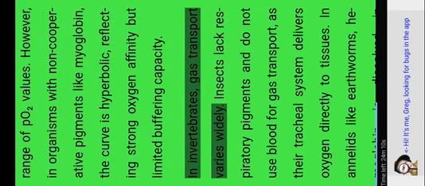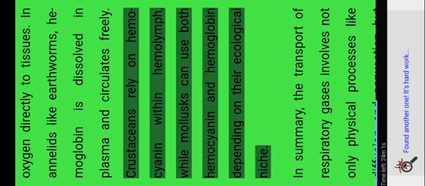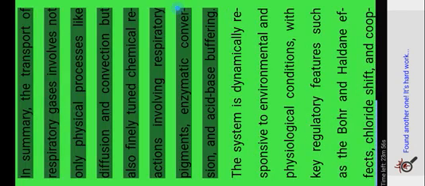In invertebrates, gas transport varies widely. Insects lack respiratory pigments and do not use blood for gas transport, as their tracheal system delivers oxygen directly to tissues. In annelids like earthworms, hemoglobin is dissolved in plasma and circulates freely. Crustaceans rely on hemocyanin within hemolymph, while mollusks can use both hemocyanin and hemoglobin depending on their ecological niche.